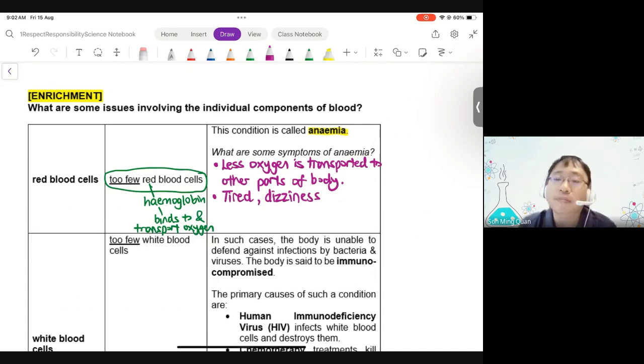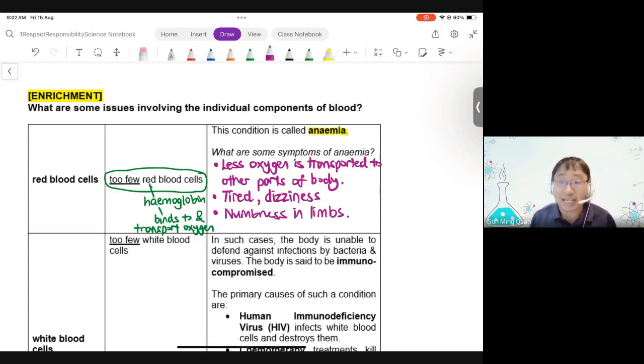All right. So basically, when you have less oxygen transported to the brain, it doesn't work as actively as before. So you feel dizzy, you feel tired. Okay. But what else? You also feel numbness in the limbs. Limbs meaning hands and legs. So the hands and legs actually receive less oxygen than before. So the cells, the muscles in the hands and legs will not function as well as before.